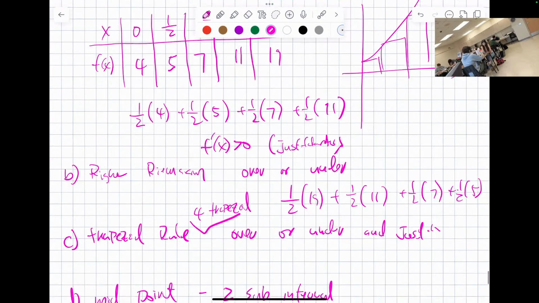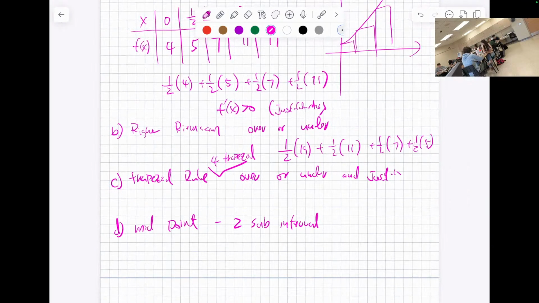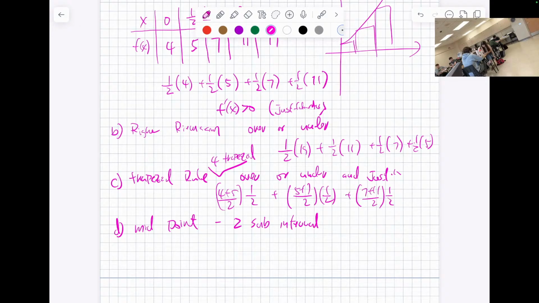Now trapezoid rule. How do I figure out each trapezoid? Trapezoid is going to be base 1 plus base 2 over 2 times the width. So 4 plus 5 over 2 times half, plus 5 plus 7 over 2 times half, plus 7 plus 11 over 2 times half, plus 11 plus 19 over 2 times half. And I have no idea what that is. I think it's going to be 9, 12. I don't know. You can add up. 71.